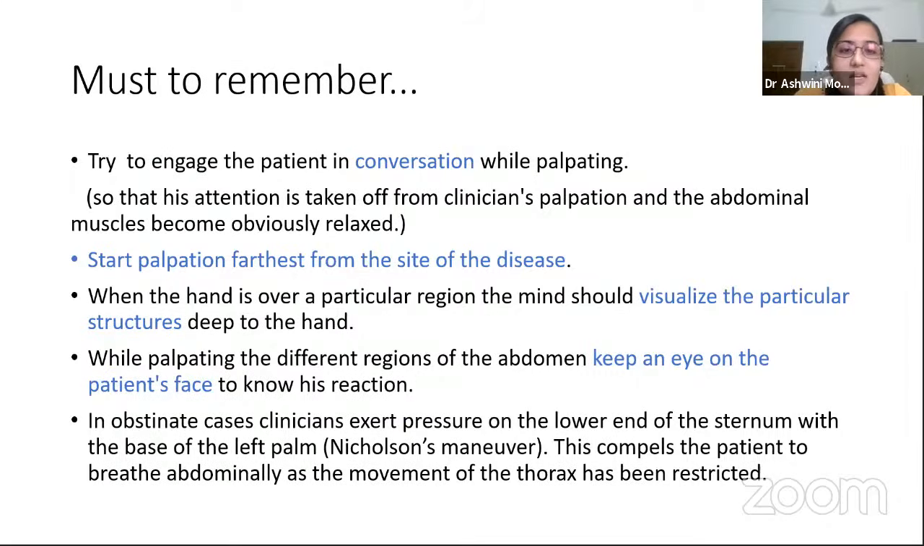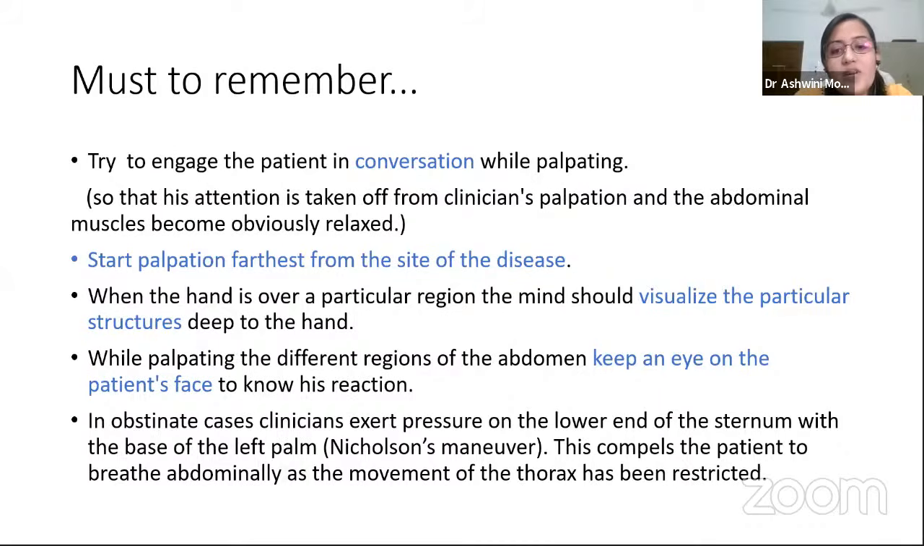Ask the patient the pointing test. We'll see in the next slide that we have to ask where you are having pain, and we'll start from the farthest point. When the hand is over a particular region, the mind should visualize the particular structure, as we have seen on the very initial slide that there are 9 regions with different organs. So we have to keep all this in mind while palpating.